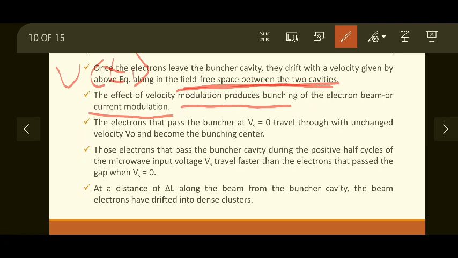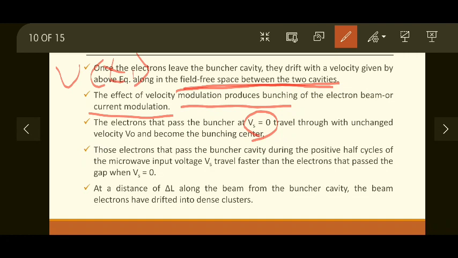The electrons that pass the buncher at zero voltage travel with unchanged velocity. This is the zero gap voltage that we have seen in the previous video as well, and they become the bunching center. Those traveling with unchanged velocity become a bunching center. There all the electrons bunch together because they are not changing their velocity. Faster electrons and slower electrons will come together at that particular point. We will see that diagram.